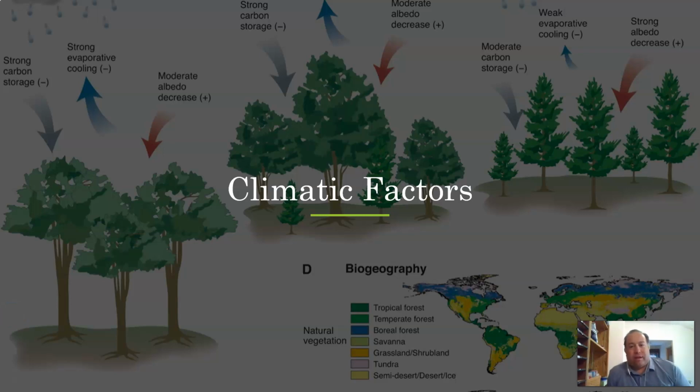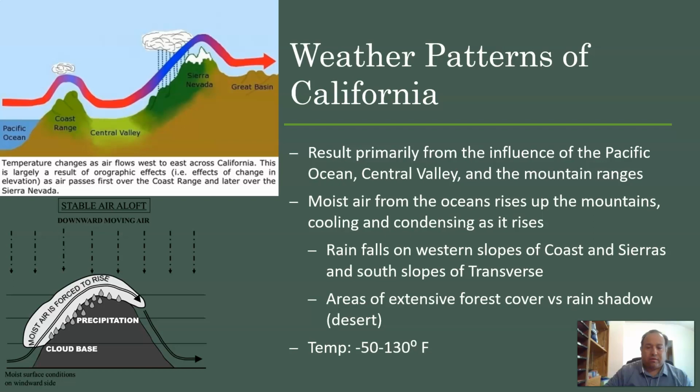So, what else do we have that affects forest ecology and all the living and non-living factors? And that's going to be the climate. The climate's going to be huge in terms of its interaction with the forest environment. So let's talk about the general climatic and weather patterns within California.